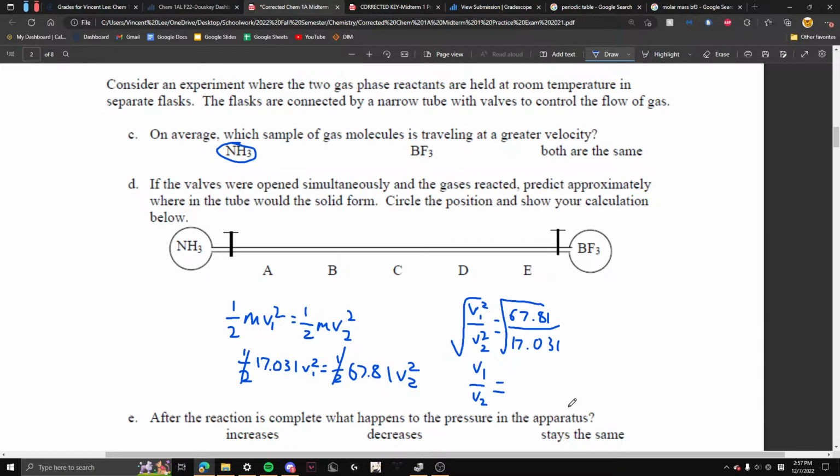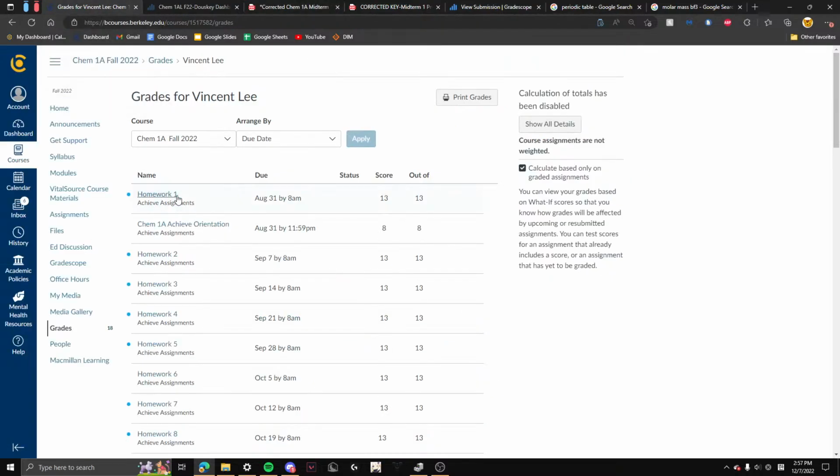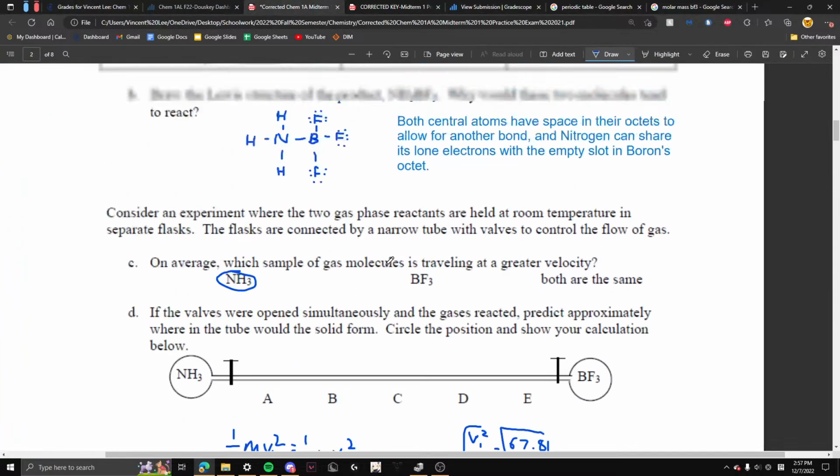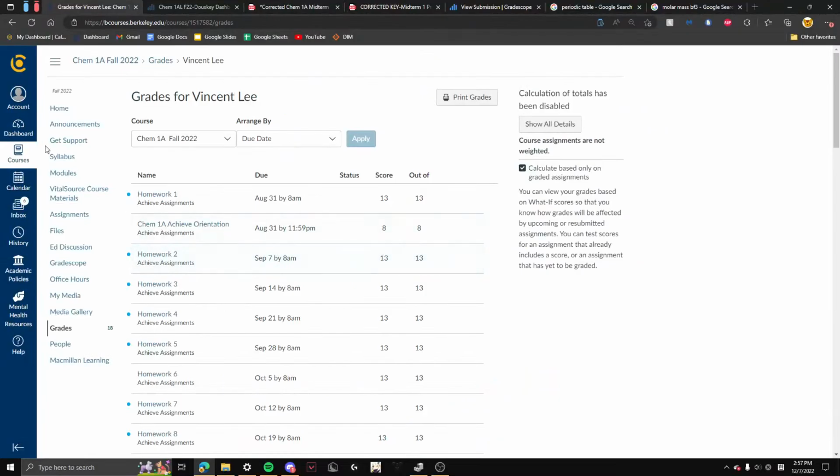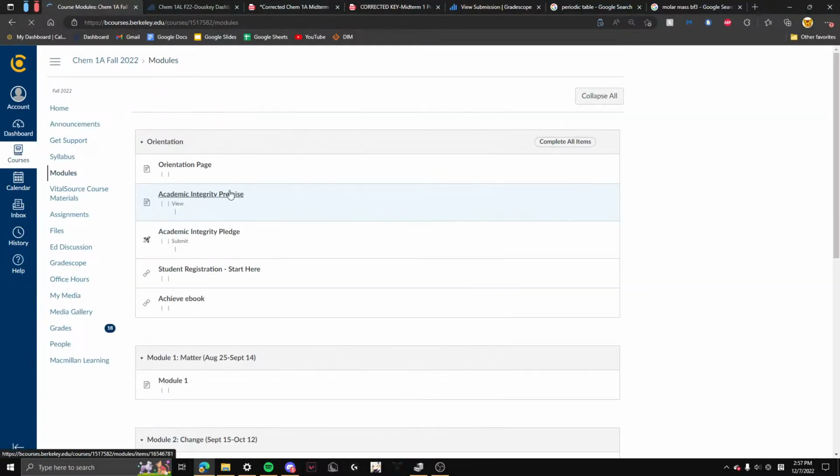And where's my calculator? Where did I find this? Do you have a different practice midterm? I mean, I just had this in my files. Is this not the official one? Is this like the practice one? Check.